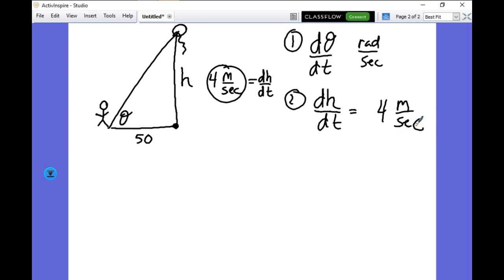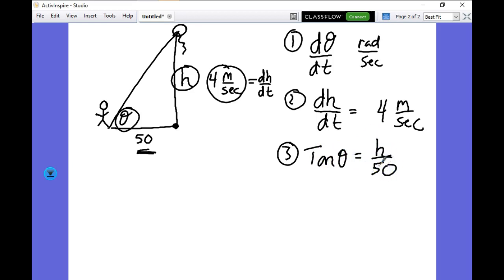Now, what formula would relate these two things? Now, your hint is it also has to include this angle. Well, we talked about it. You're going to use the SOHCAHTOA formulas. This angle is going to be there, obviously, but these two sides are opposite and adjacent. The trigonometric formula that connects opposite and adjacent is tangent. So tangent of theta is equal to h over 50. Okay, that's our formula. Now we're going to take the derivative of it.